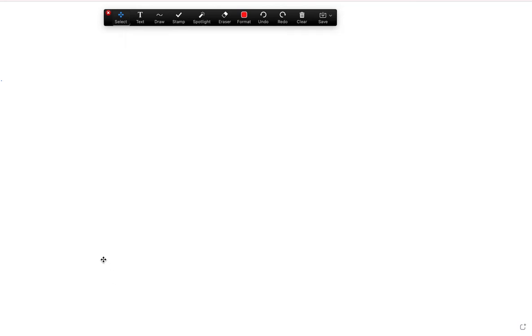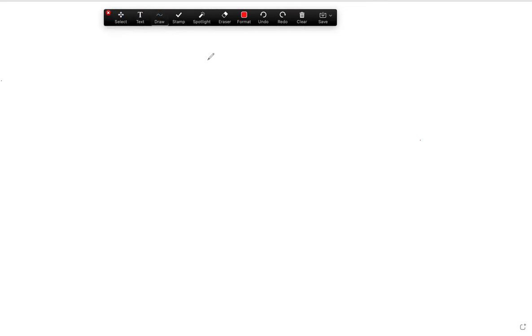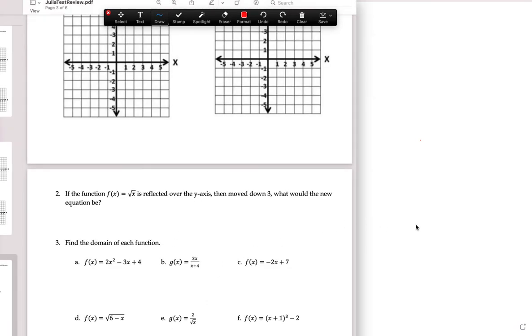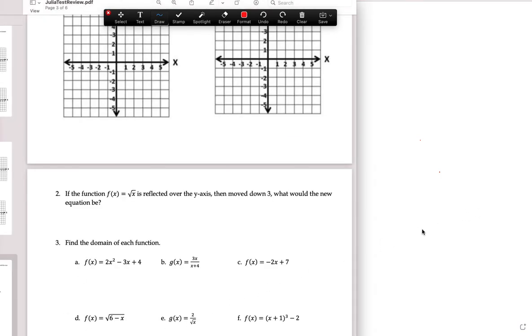I guess we have to read it slowly. So the parent function is square root of x. Take one transformation at a time and tell me what happened. If it's reflected over the y-axis, then the whole thing is negative. Yep, so you start with, well, it's a new function, so we can call it g of x. G of x is negative root x right now, and then incorporate the other info.